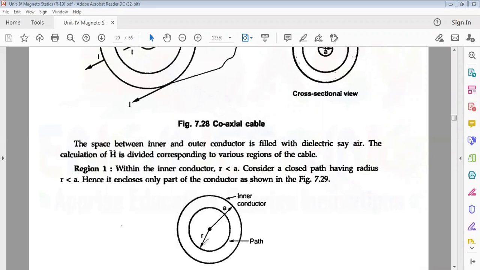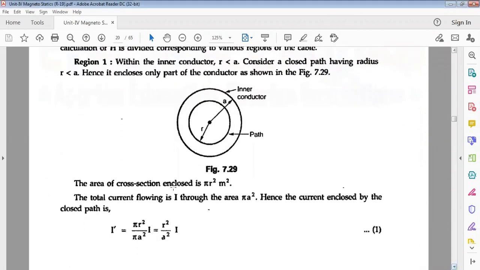Now I am assuming the Gaussian surface inside the inner conductor a. The area of cross-section enclosed is pi r square, the circle area. The total current flowing is I, the positive I, through the area pi a square.